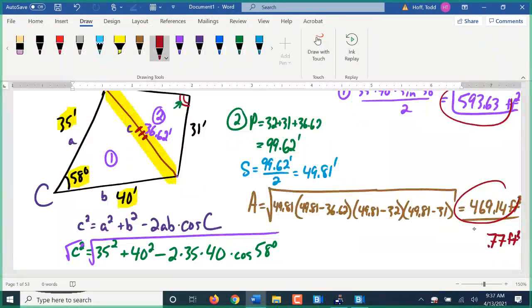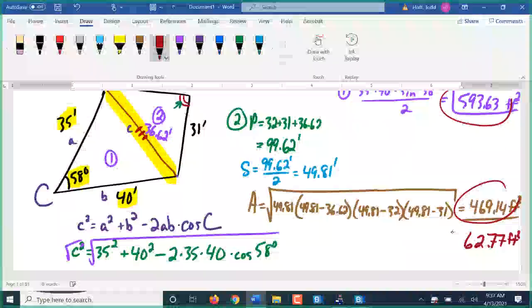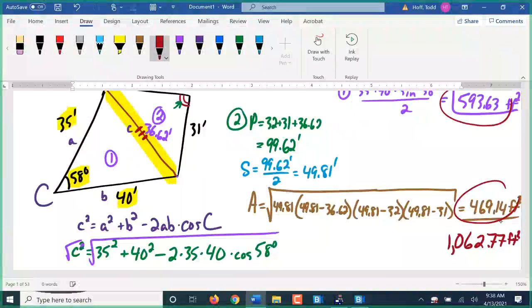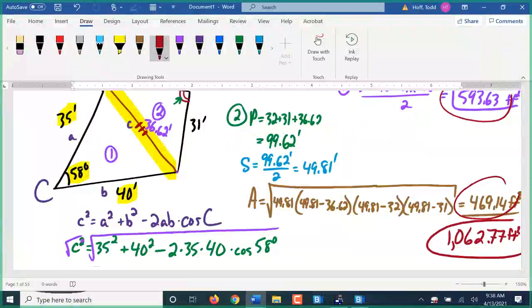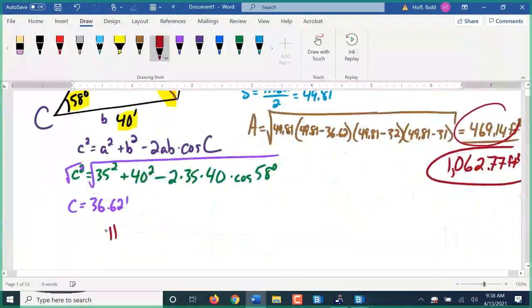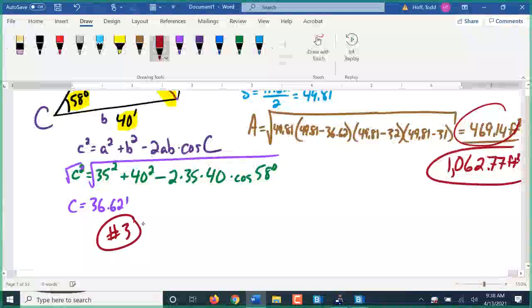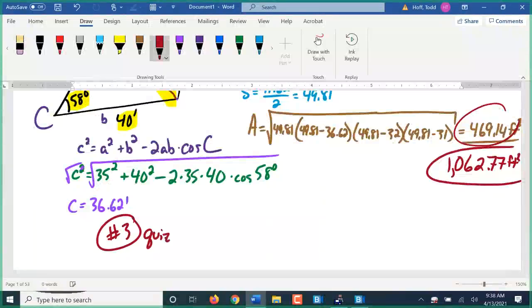Which is going to give us 1,062.77 square feet. Now, there's a very good reason why I did this problem. I realized I had not done an example similar to it yet, and this is very similar to question number 3 on the quiz that was assigned yesterday.